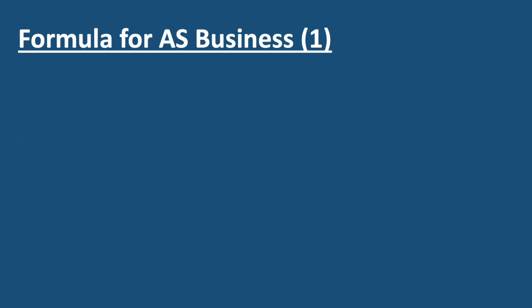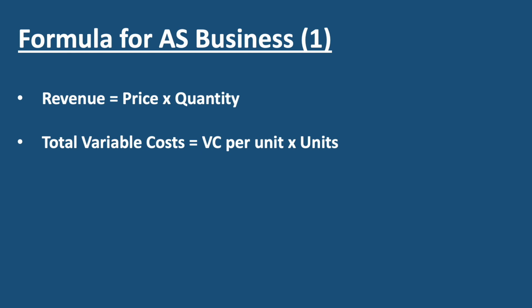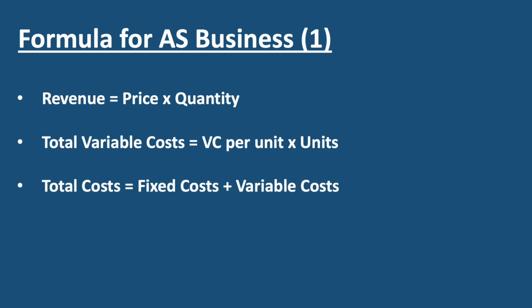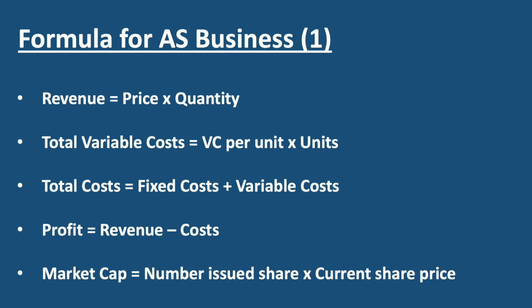As promised, in terms of the formulas you need to know, let's go through all those formulas that you'll have to learn for AS Business. The first one, revenue equals price times quantity. Total variable costs equals variable cost per unit times by units. Total costs equals fixed costs plus variable costs. Profit equals revenue minus costs.